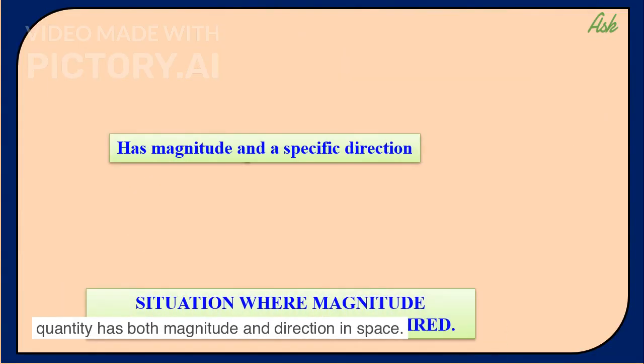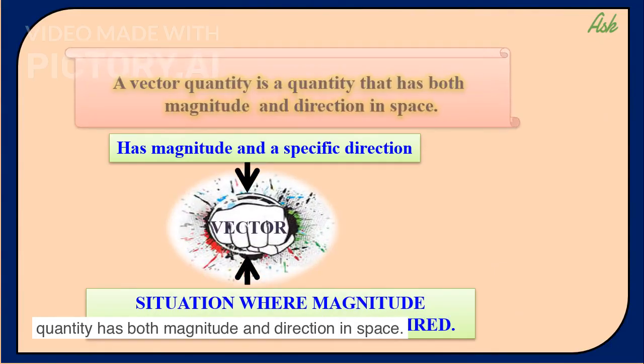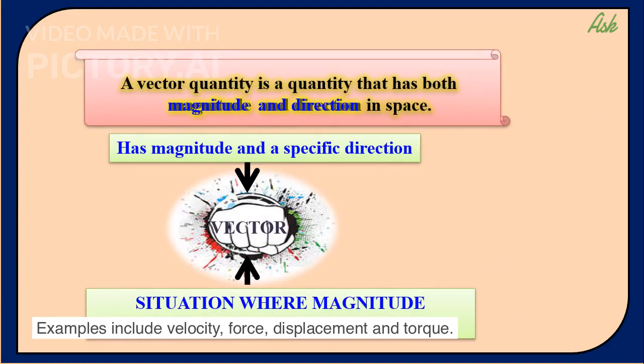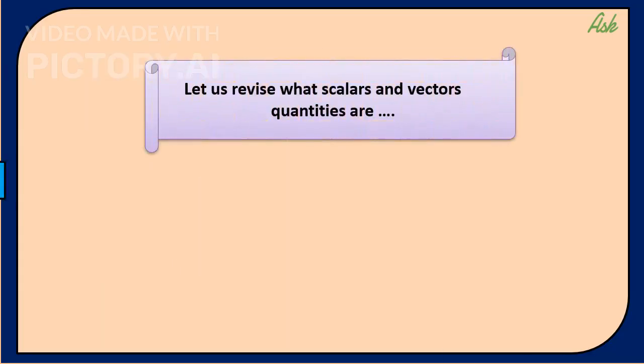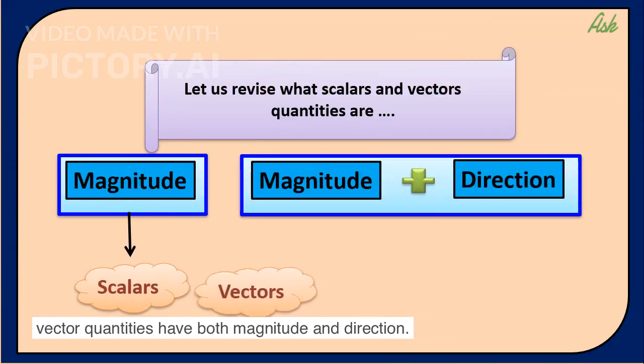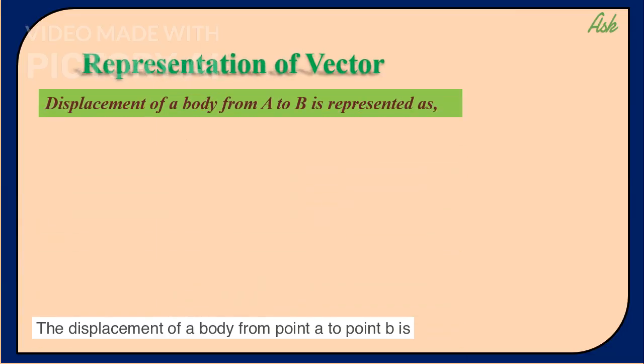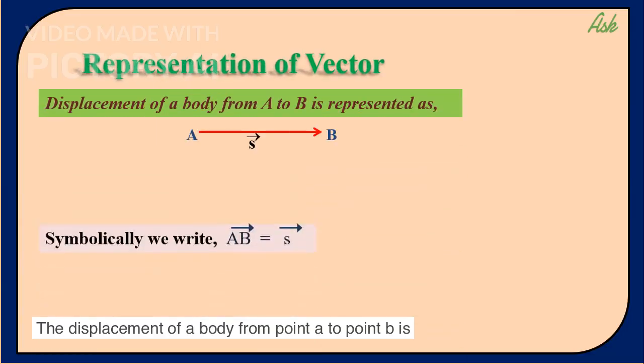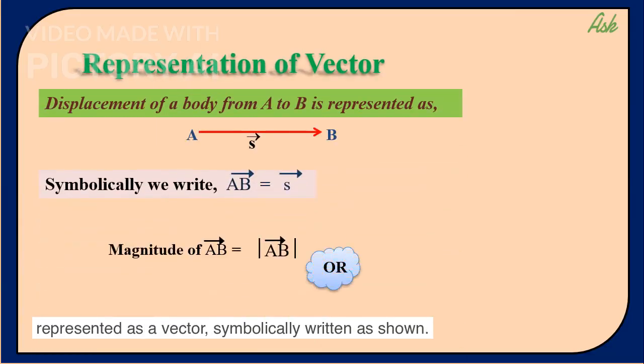A vector quantity has both magnitude and direction in space. Examples include velocity, force, displacement, and torque. To summarize, scalar quantities have magnitude only, while vector quantities have both magnitude and direction. The displacement of a body from point A to point B is represented as a vector, symbolically written as shown.